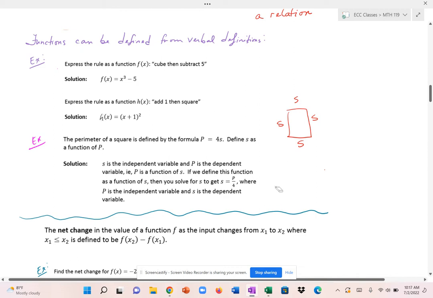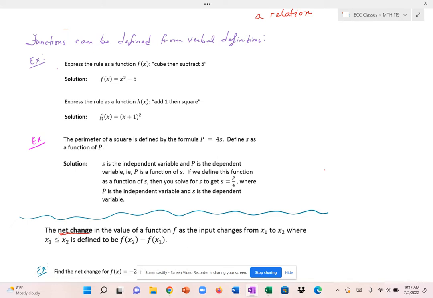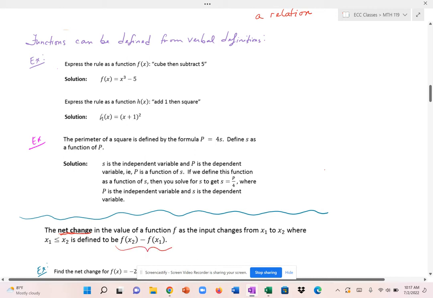Okay, so we have a definition here called the net change in the value of a function. When you see the phrase net change, it's referring to a difference in two values. So if we need the net change in a function, it means that we're going to be subtracting two values of f of x. So the net change from x sub 1 to x sub 2, as long as x sub 1 is less than or equal to x sub 2, will be f of x sub 2 minus f of x sub 1.